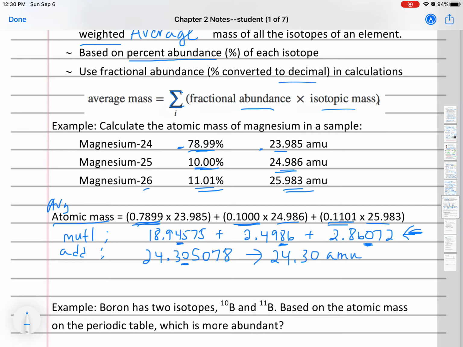24.30 AMU. And you should be able to match that on your periodic table. That should be what the periodic table says. It should match. All right, so when you do these problems, you should be able to check your answer is correct by checking the periodic table.